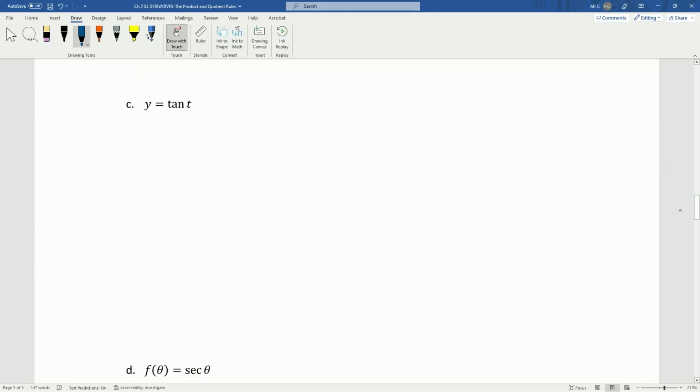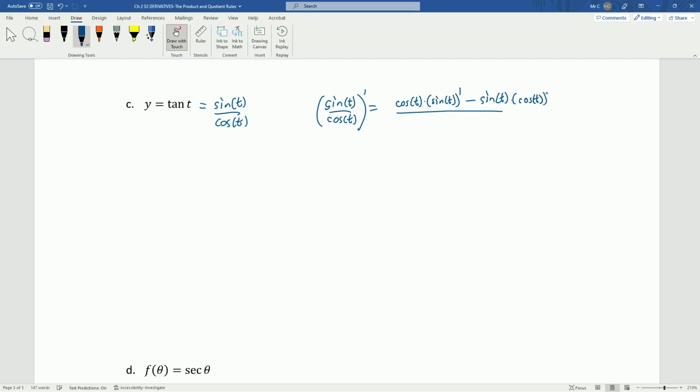Okay, so now we want to find the derivative of tangent of t, but what we should hopefully recall is that tangent of t is just sine of t divided by cosine of t. So really, I should think of this as taking the derivative of the quotient, sine of t over cosine of t. So again, low d high minus high d low over low squared, and I'll just go ahead and skip straight to writing that as cosine squared of t.